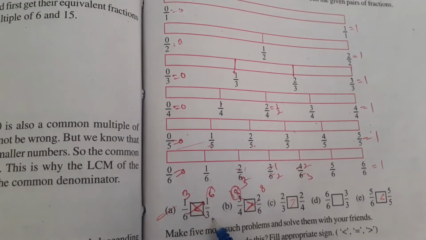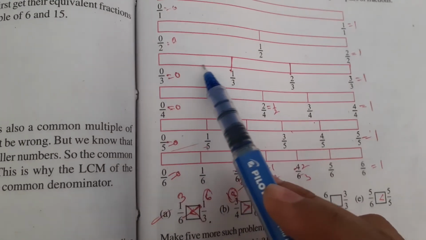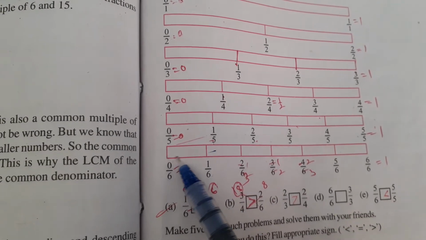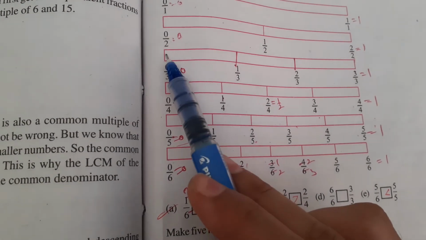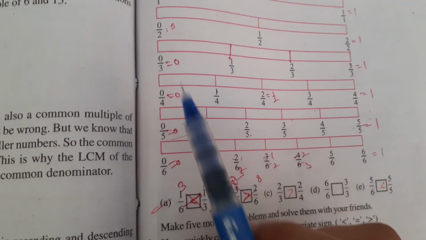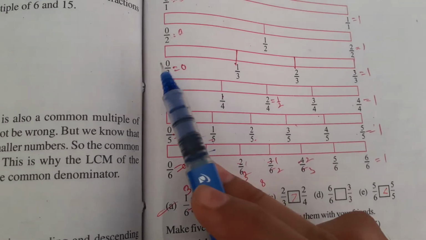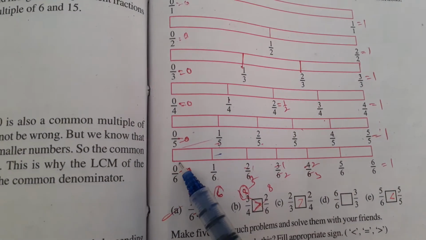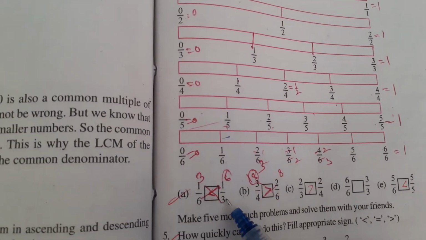And where is 1 by 3? 1 by 3 is here. Now 1 by 6 is this much length, and 1 by 3 is this much length. So which is greater, 1 by 6 or 1 by 3? 1 by 3 is greater than 1 by 6. So 1 by 3 is greater.